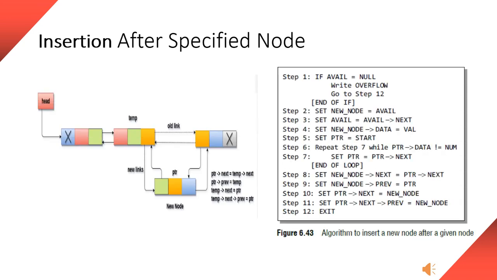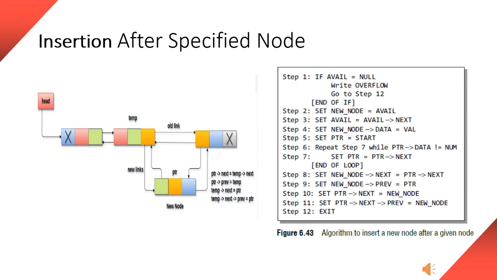Next we discuss how we can insert a new node after a given node in a doubly linked list. That is, the new node is inserted after a given node or before a given node. An algorithm to insert a new node after a specified node is also shown here. Here also we will check if the linked list exists. If so, we will check for overflow. If the linked list is already full, we cannot add a new node to the linked list. If it is not full, we can add a new node to the linked list.